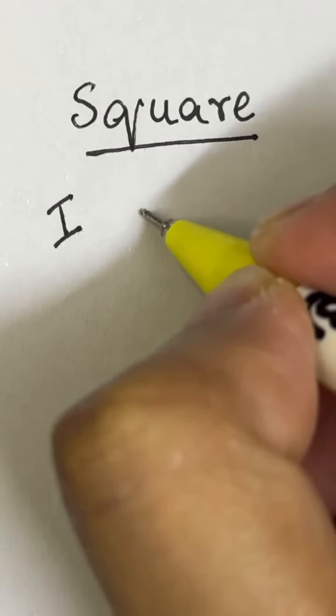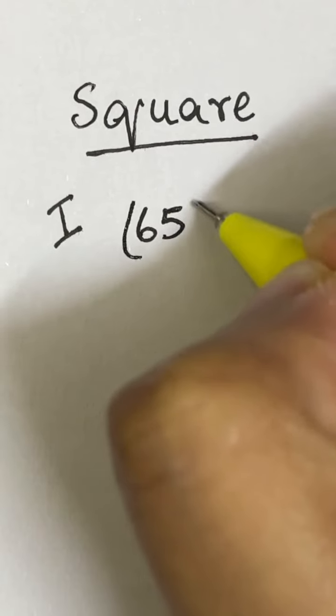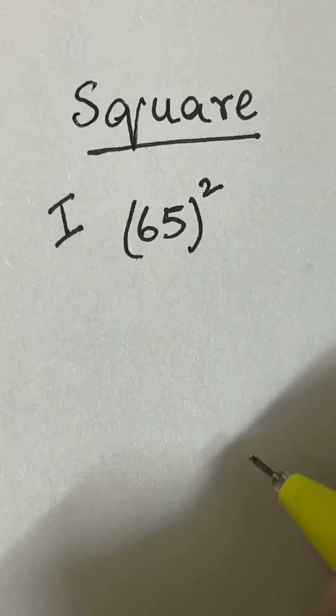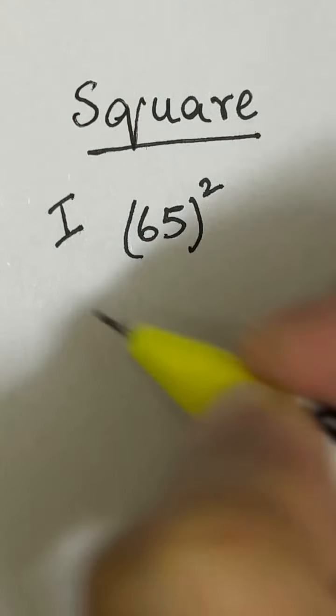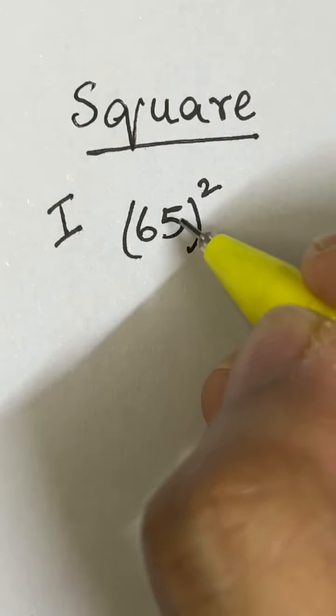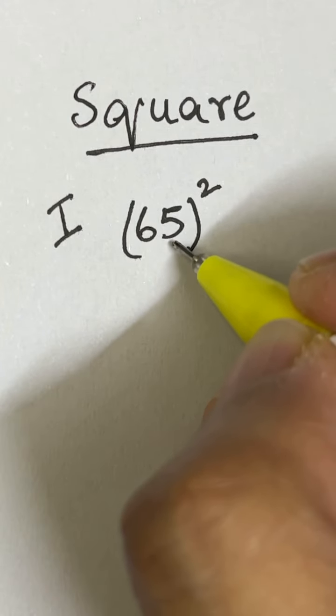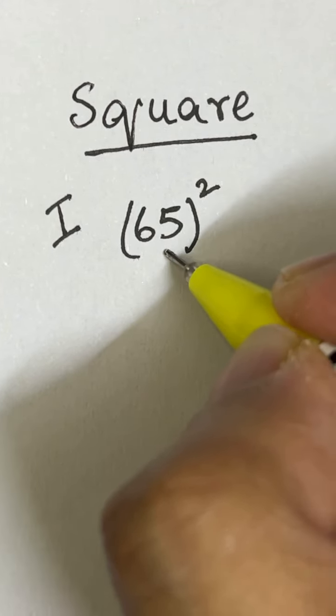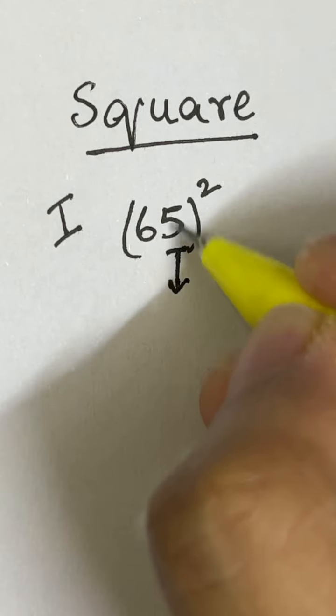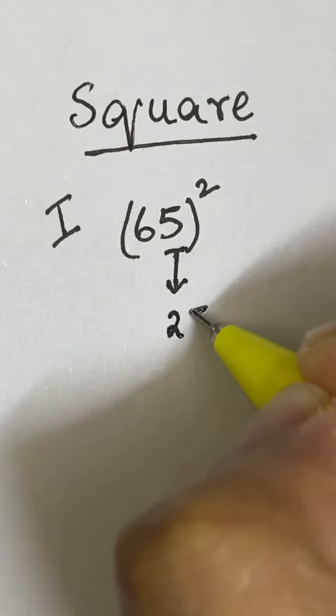Suppose you have 65 squared. Now you need to find 65 into 65, or 65 squared. So how do you do that? That was a very simple and easy trick. 5 times 5, everybody knows the square of 5. So you just have to write the square of 5, that is 25.